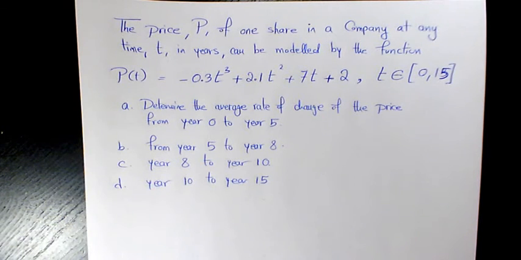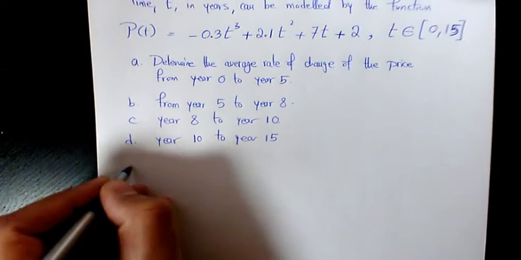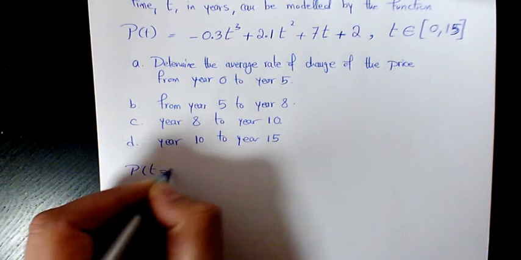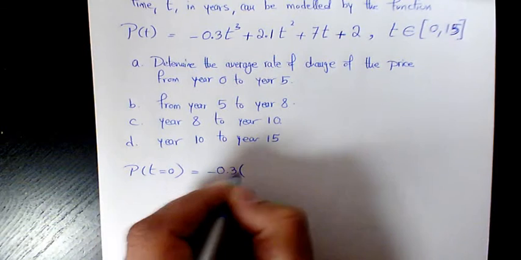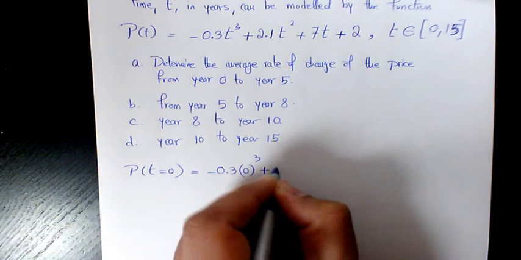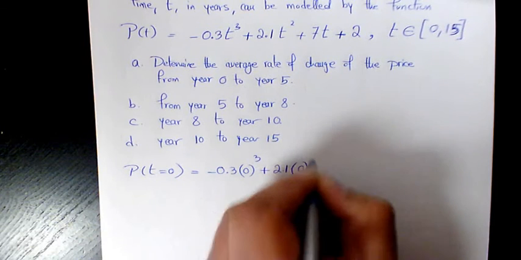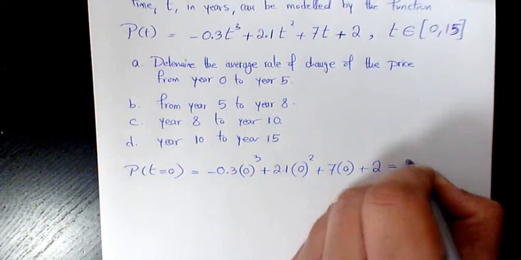So we have 4 questions in here. It says determine the average rate of change of the price from year 0 to year 5. So what I'm going to do is find the price at time 0. So it's going to be negative 0.3 times 0 to the power of 3 plus 2.1 times 0 to the power of 2 plus 7 times 0 plus 2 equals 2.